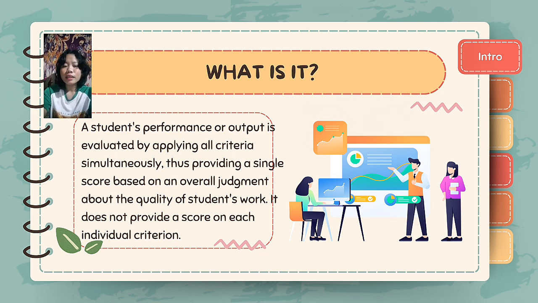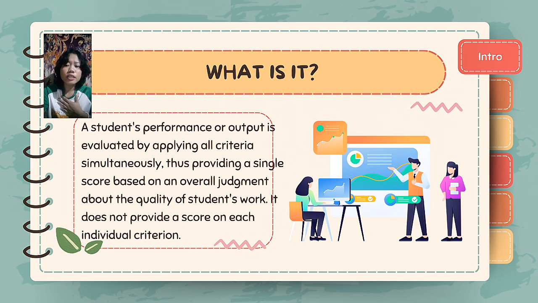Okay, a holistic rubric is a way of grading where the teacher looks at the student's work as a whole instead of grading it each part separately. So when the statement says all criteria are applied simultaneously, it means the teacher is thinking about all the aspects at the same time, like the ideas, the organization, the clarity, and the presentation. But they do not give separate scores for each one, okay?